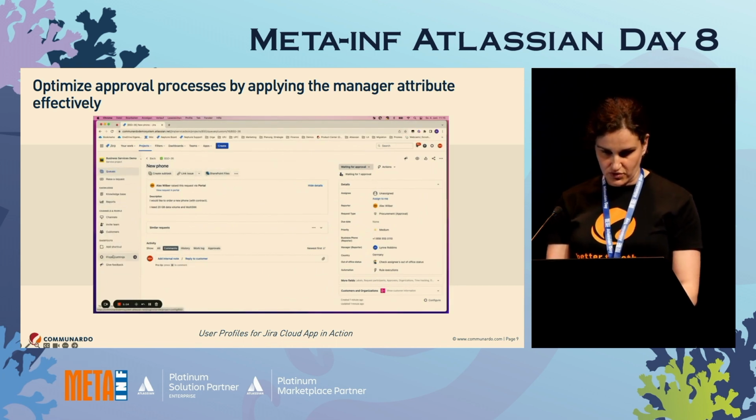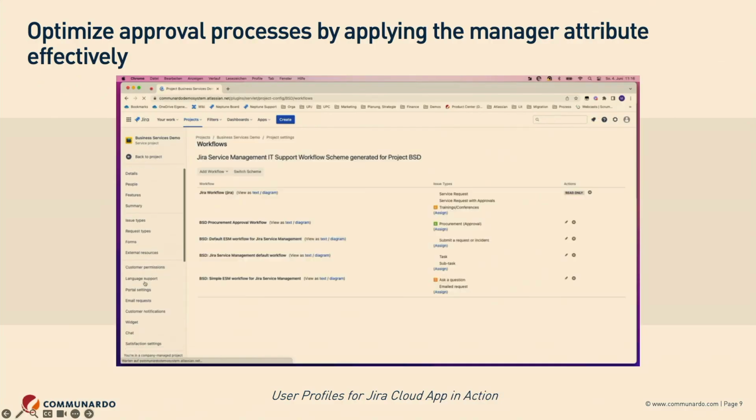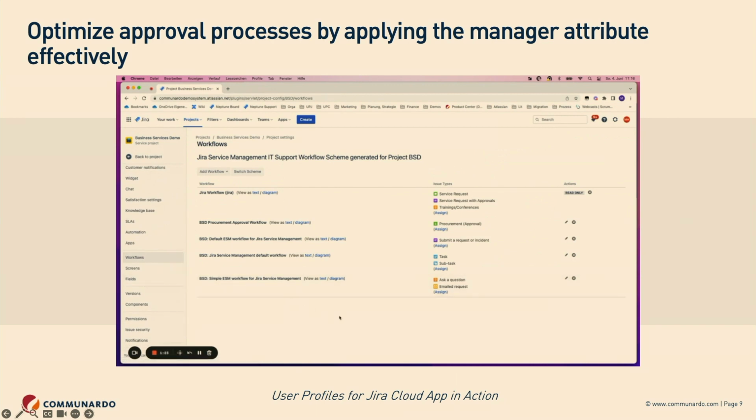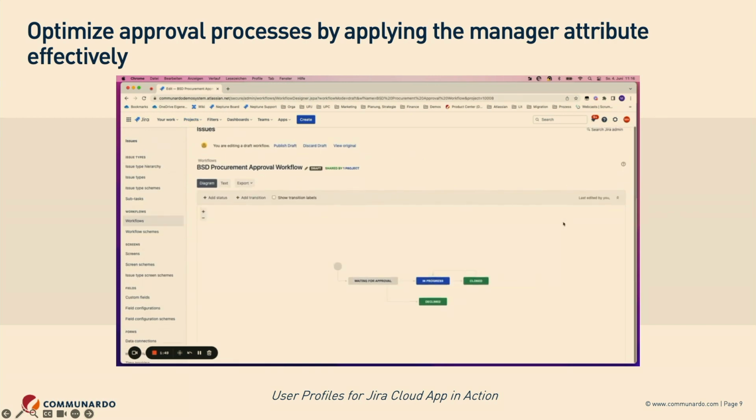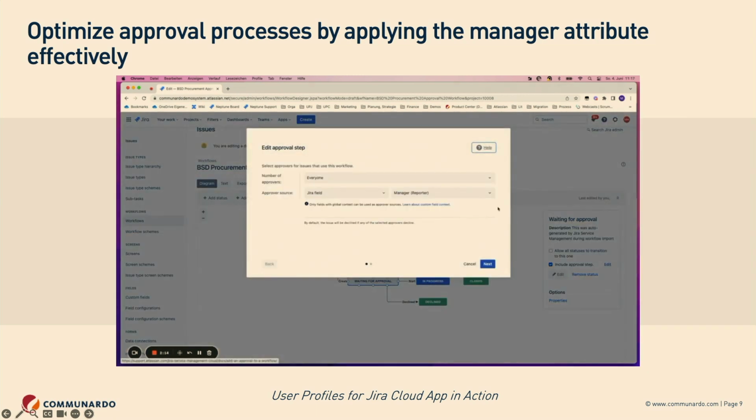Therefore, you need to go to Project Settings and choose Workflows here. And there you can see the approval procurement workflow, which is valid for the issue type that we have been using. And there you can see that it starts directly with the status waiting for approval. So if we edit this one, it has an include approval step. And if we edit it, that's maybe where I could pause.